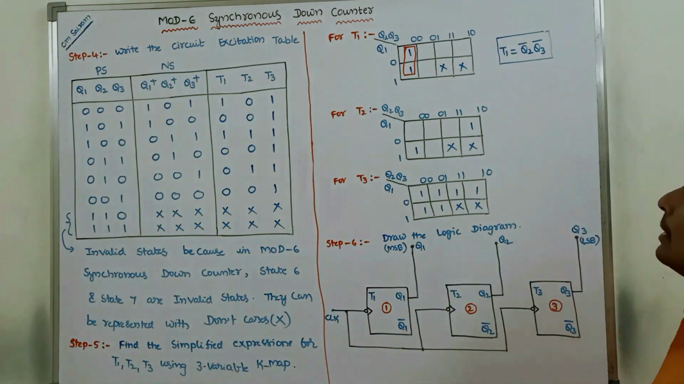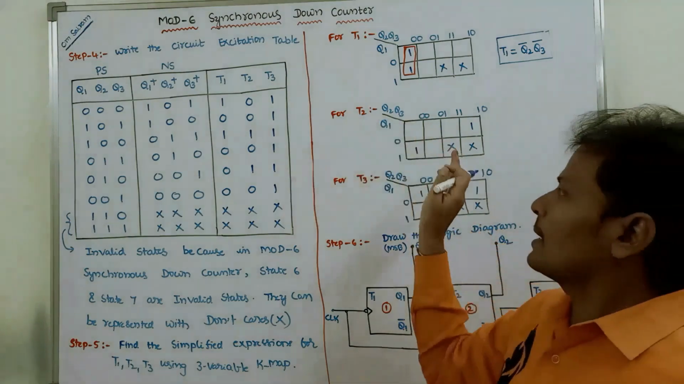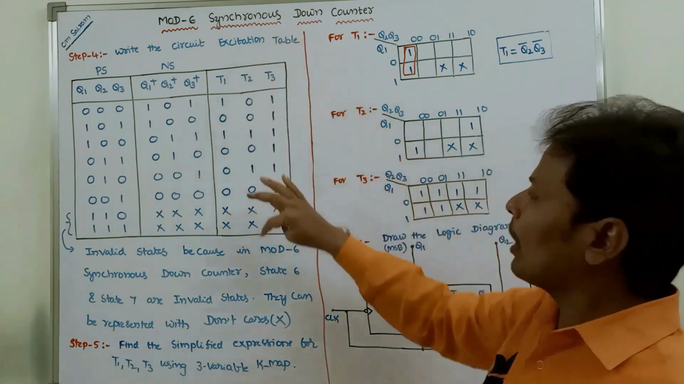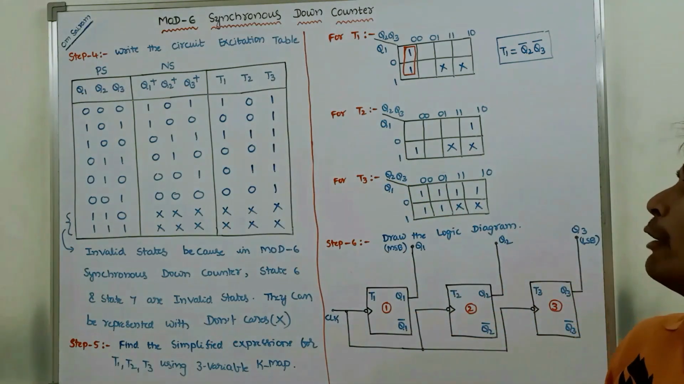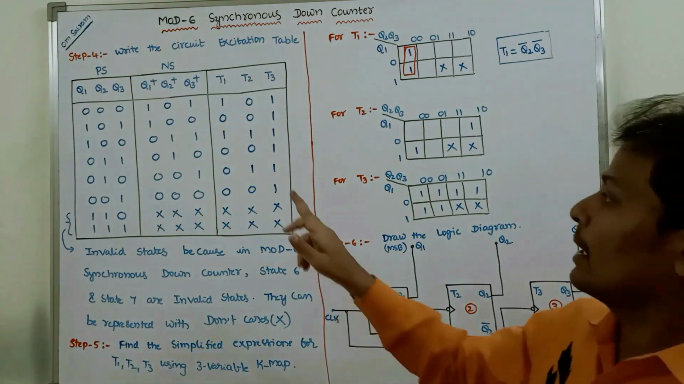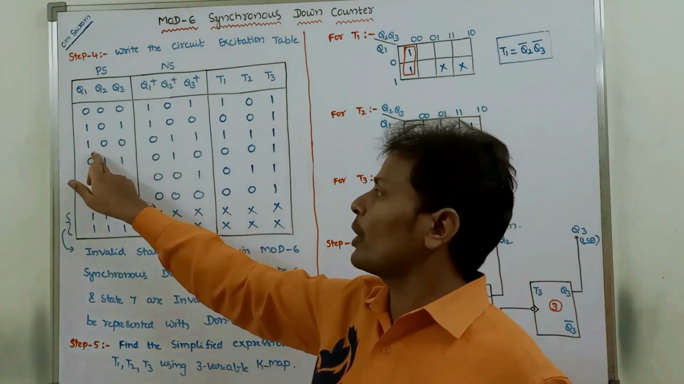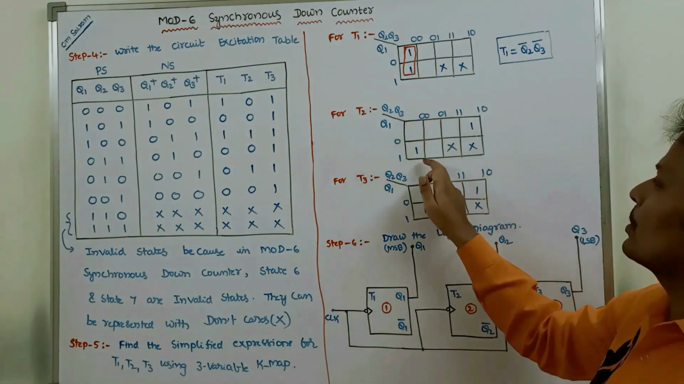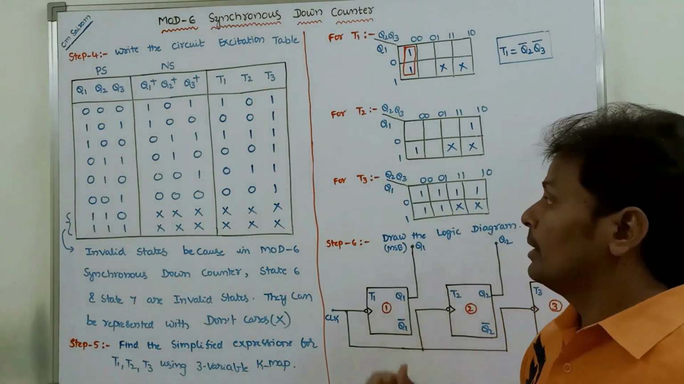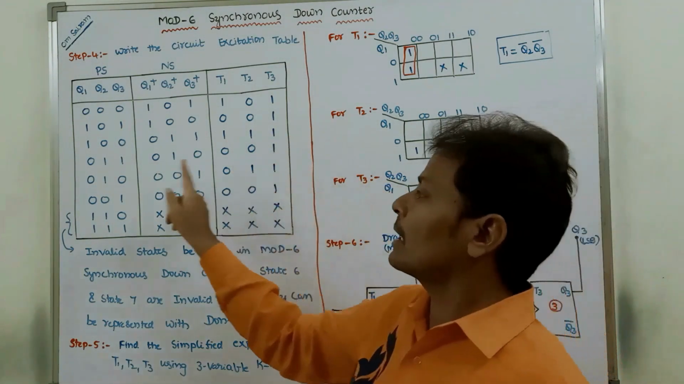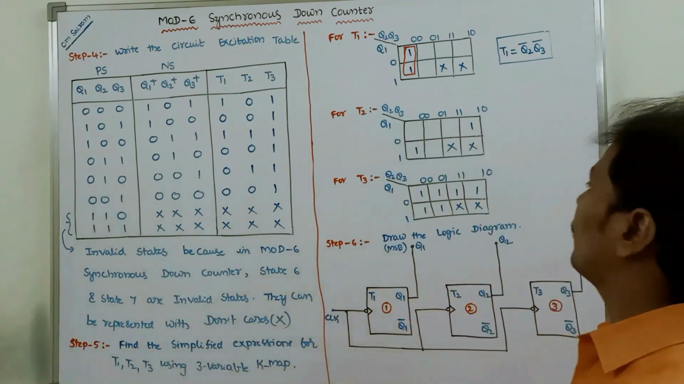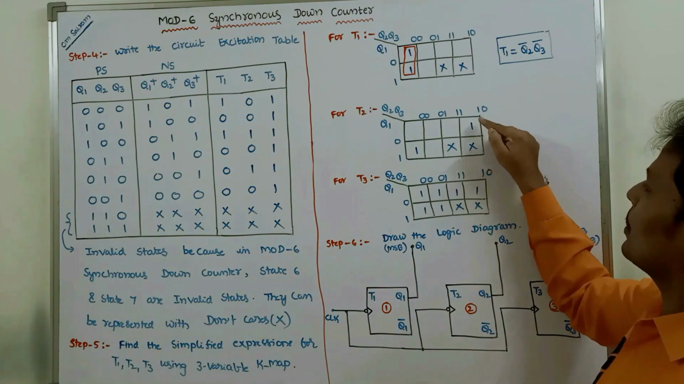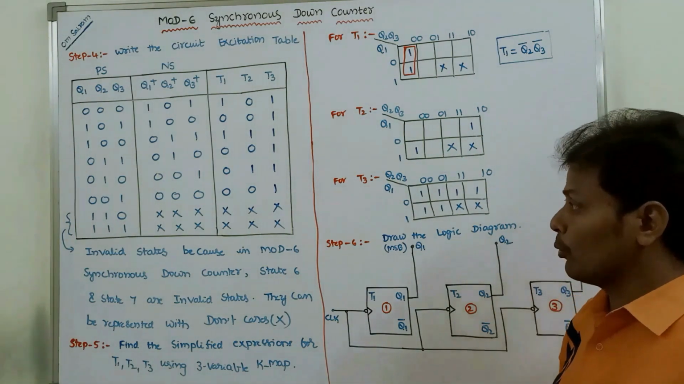Next, this is the Karnaugh map for T2. Now identifying T2 column and identifying ones and don't cares. Here 1 is there. The corresponding input combination is 1, 0, 0. Here 1, here 0, 0. We are placing 1. Next, here 1 is there. The corresponding input combination is 0, 1, 0. So here 0, here 1, 0. At 0, 1, 0, we are placing 1.